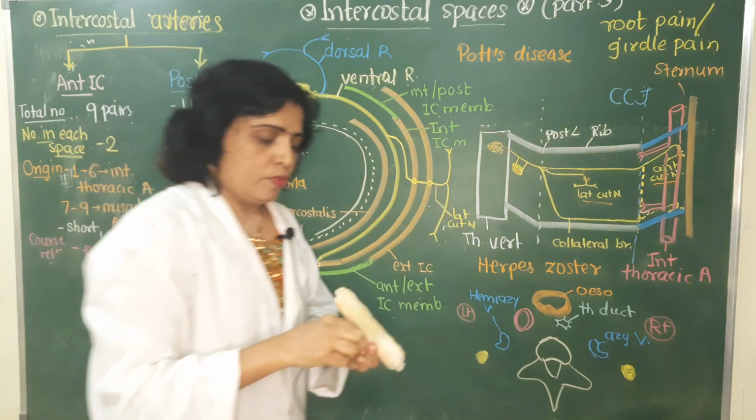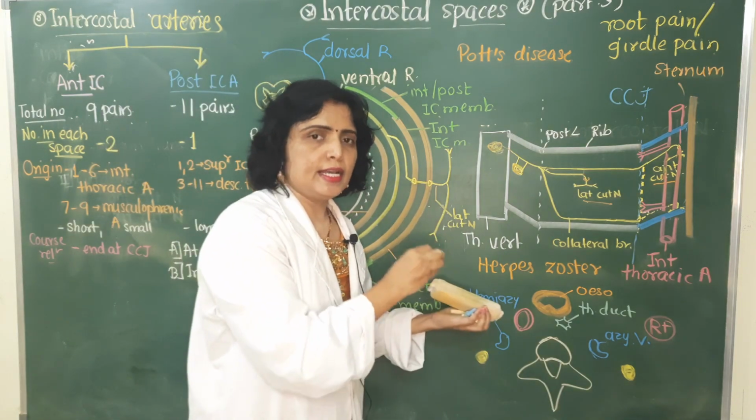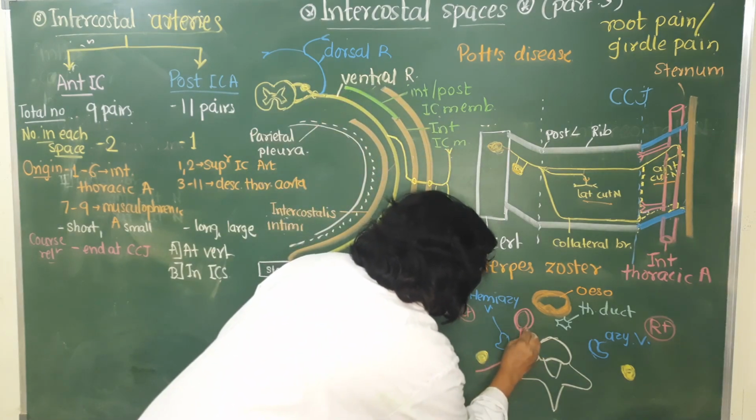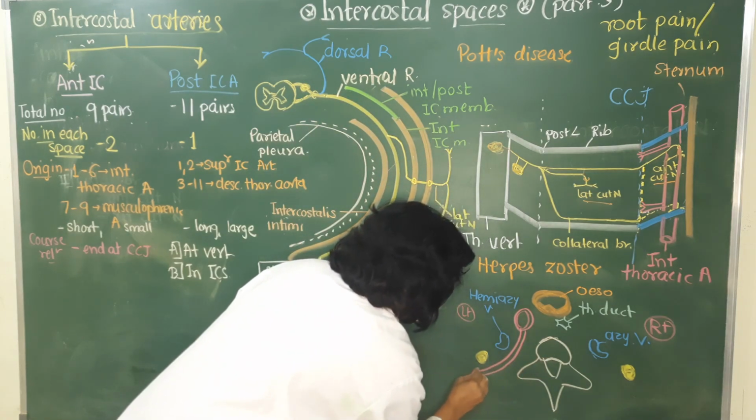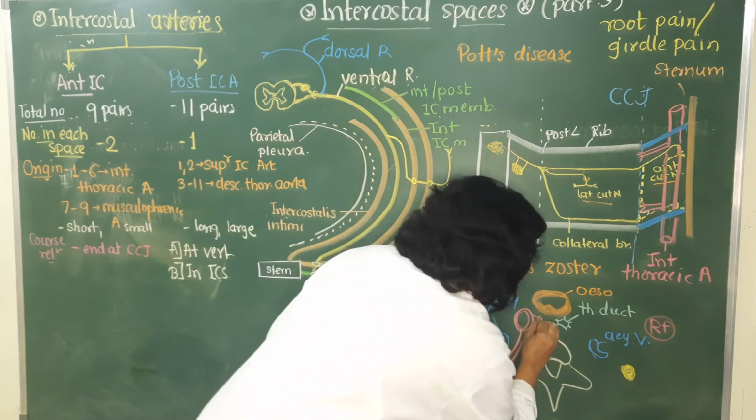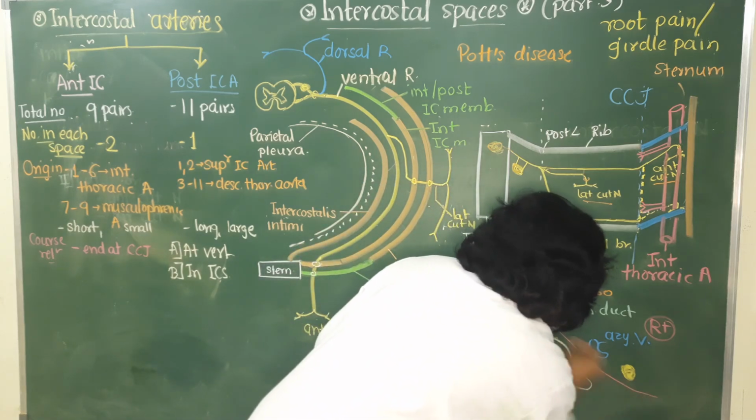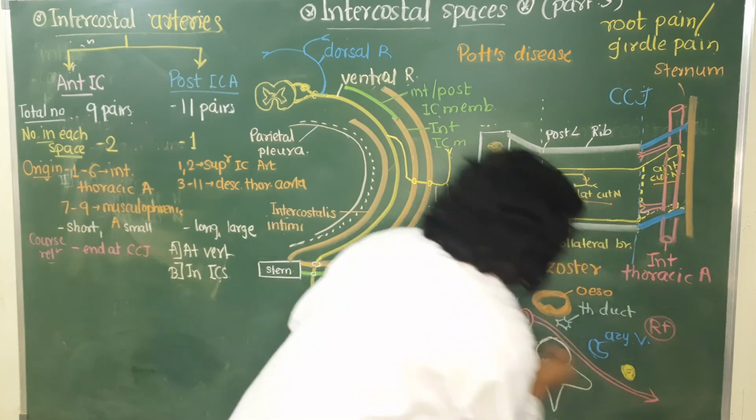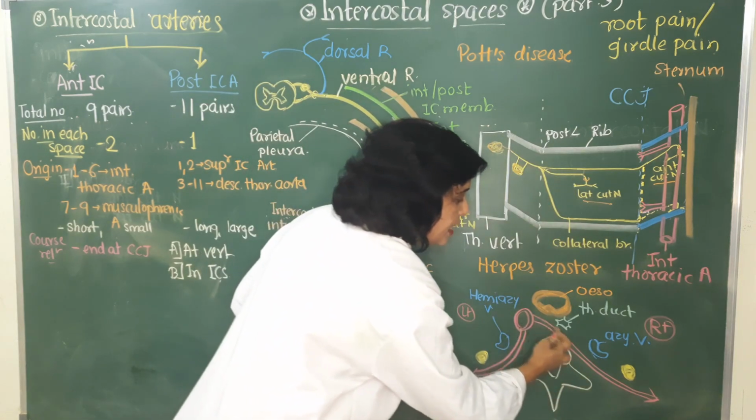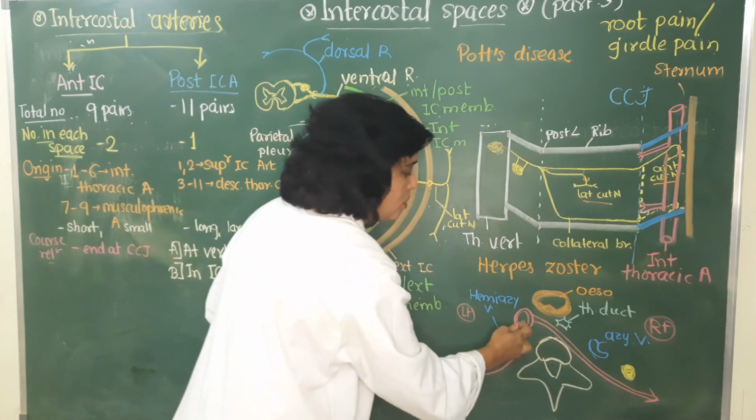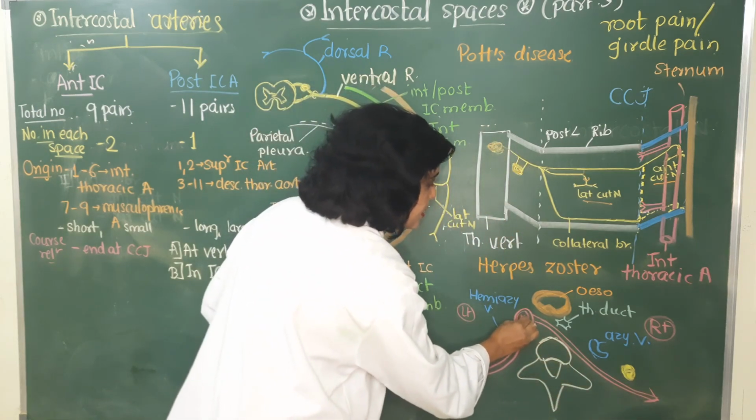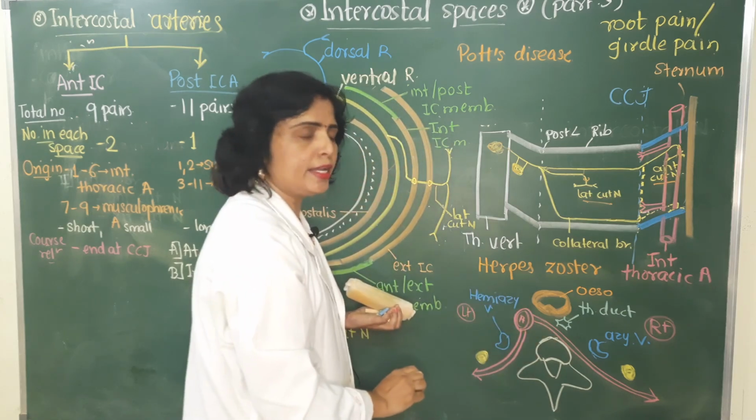Now posterior intercostal arteries mainly are the branches of the descending thoracic aorta, and when they arise, they will pass like this. So this is the left posterior, and on this side you will get the right posterior intercostal arteries. That means the right posterior intercostal arteries will be longer than the left posterior intercostal, because the aorta lies on the left side of the midline.